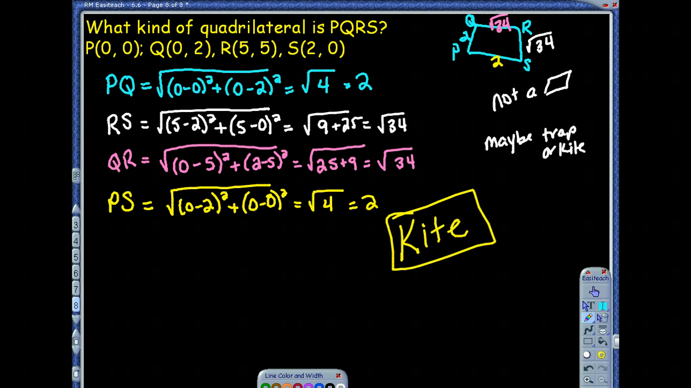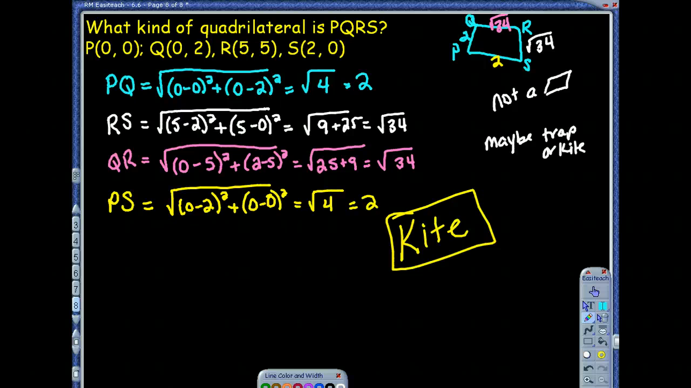So we're done. This is one where I only had to do four things, because of the approach we took. Now, what if I went with a parallel approach like I did last time? Would I have found any of these pieces to be parallel? If not, that doesn't mean it's a kite necessarily. It just means it doesn't match any of the trapezoids or parallelogram figures. Then we would have to find the distances. So it's probably a good thing I did the distances on this one.